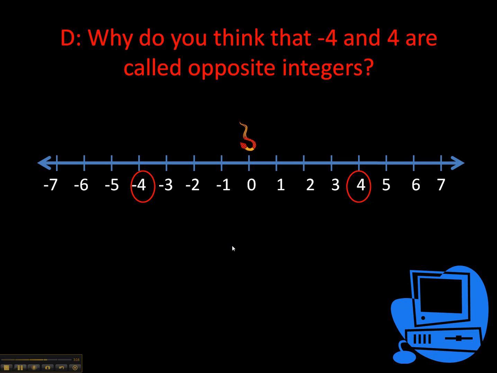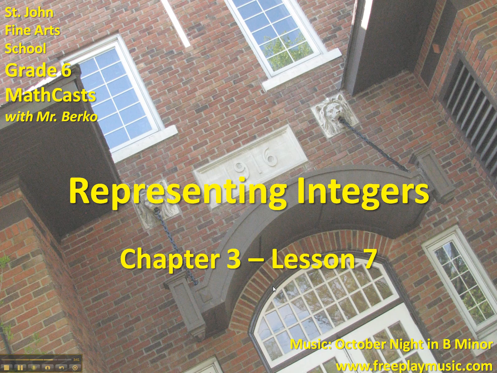Well, the reason why -4 and 4 are called opposite integers is because they are both the exact same distance from the 0, but they are going in different directions. So the 0 to -4 is 4 steps away. The 0 to +4, or regular 4, is 4 steps away. So when you have two numbers like that, they are called opposite integers.